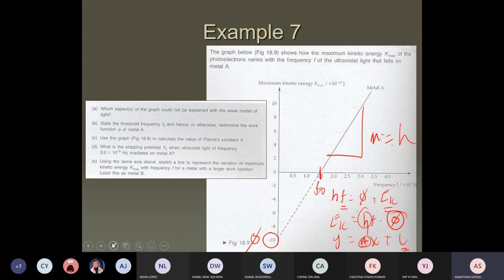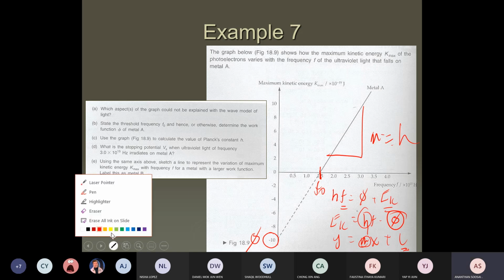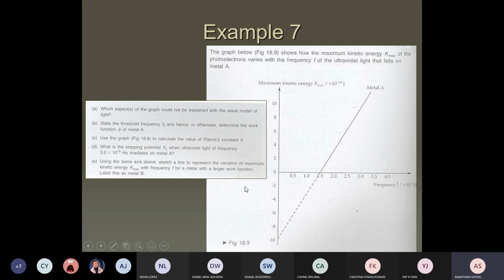Let me clear this. Which part of the graph is it unable to explain? You know what are the things the wave theory is unable to explain? The emission is instantaneous. The existence of a threshold frequency to release the electron. Third, the kinetic energy of the electron is independent of intensity. The release of electron is independent of intensity. Yeah, 4 things. So which factor is portrayed in this graph? I erased all. Which part of the graph tells that the wave model is unable to explain? Anybody?